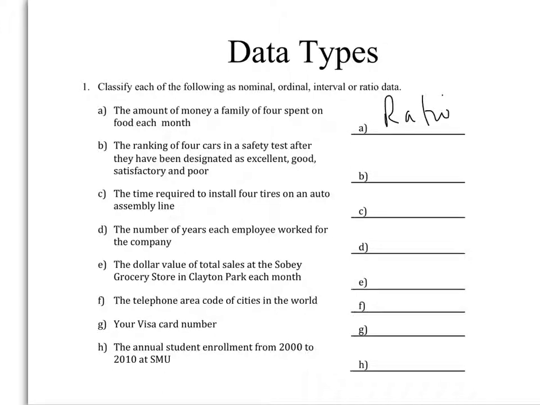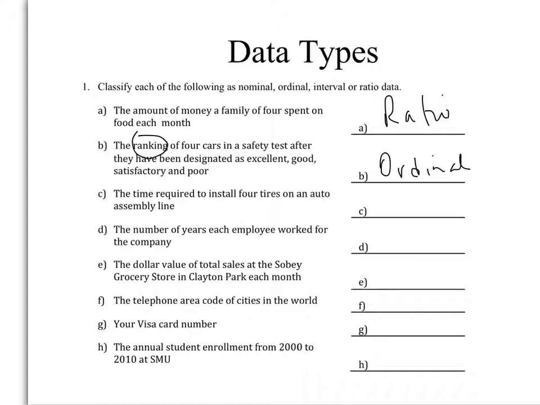Okay. Ranking of 4 cars. Now notice ranking. Right away we should recognize that there is ordering here. Ranking of 4 cars in a safety test after they have been designated as excellent, good, satisfactory, and poor. So these are categories, but these categories have some ordering. Of course, excellent is better than good, good is better than satisfactory, and satisfactory is better than poor. So in this case, that would be ordinal data. That would be ordinal in nature.